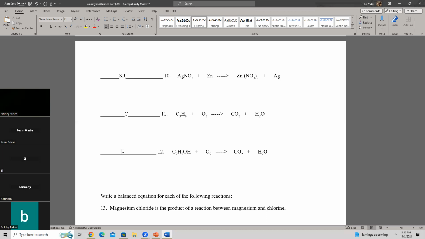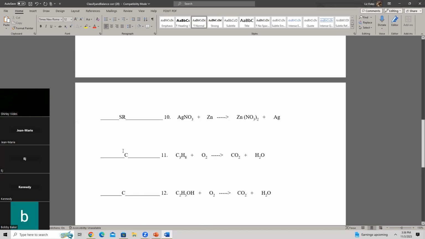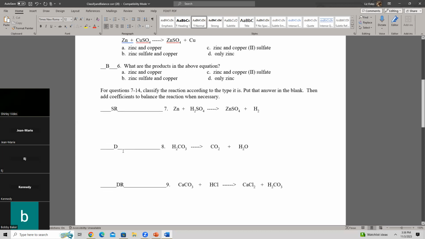Look at the same product, same everything, right? So combustion, and that is alcohol. That is ethyl alcohol burning in oxygen. So, okay, now let's balance. Let's see, are we balanced? One sulfate. Yeah, this one's balanced, so check.